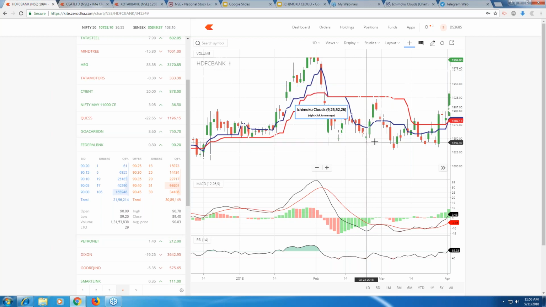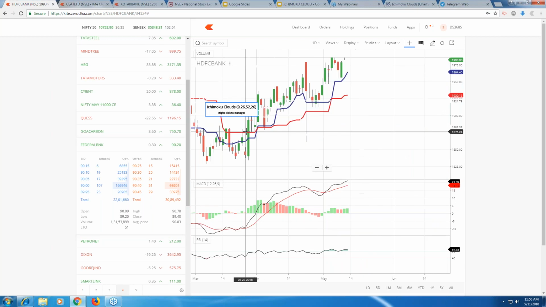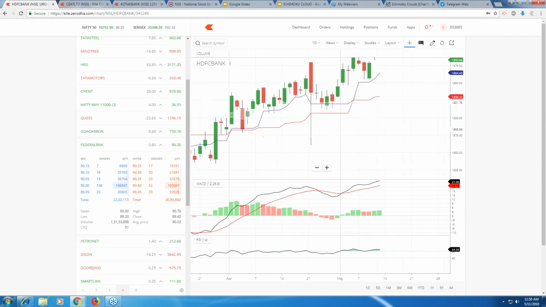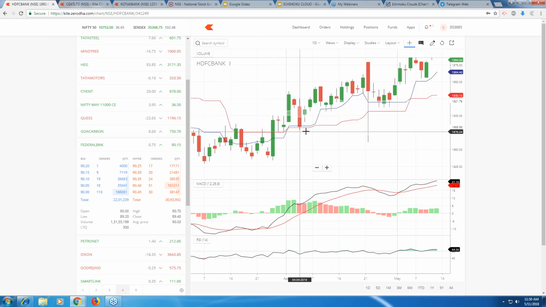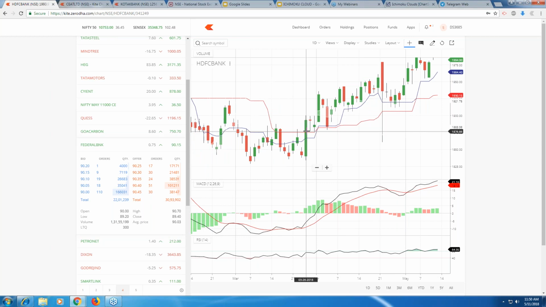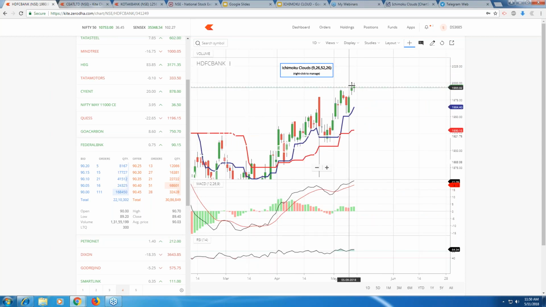Then see here, the blue line crossed the red line from bottom to up, and when the price took support from this level, which is 1883, it has gone up from here to 1997, right? So you have to wait for the price to come to a support.